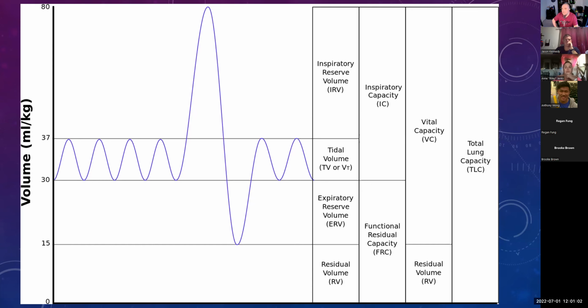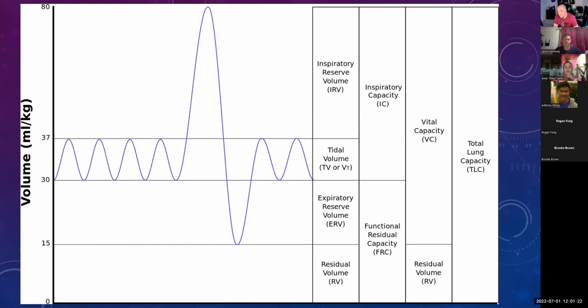The good news is if you get a question about total lung capacity or TLC, it's everything combined. That's the good news. That's the one that you want to get the question on because that's literally everything. And then, do you have to know the milliliters and kilograms? No, you don't have to know that. You just have to know what they are.